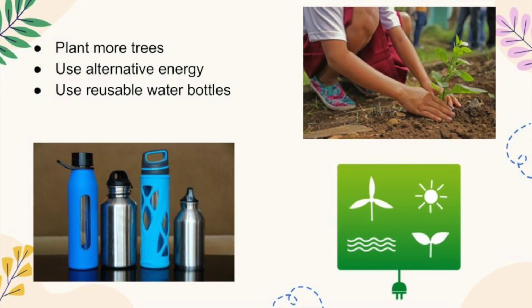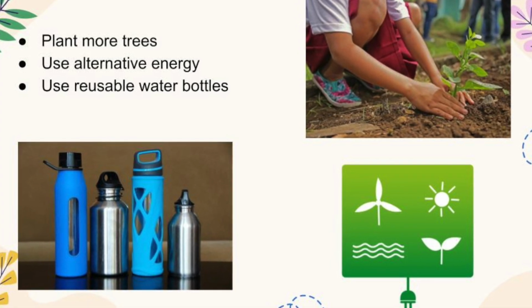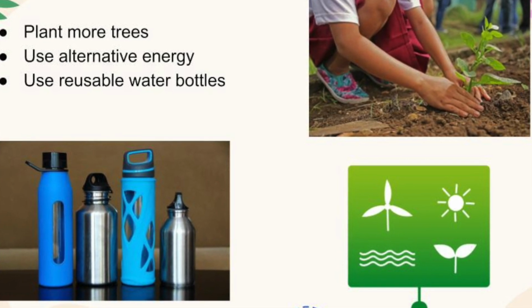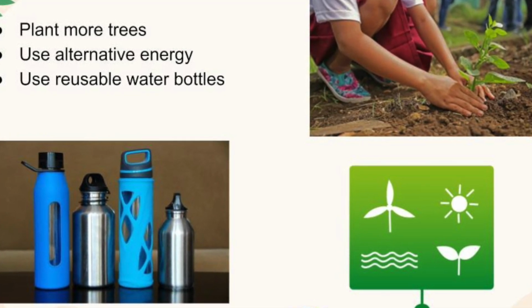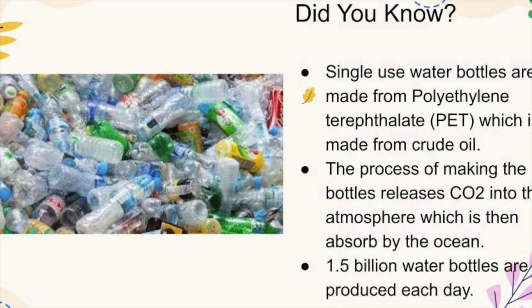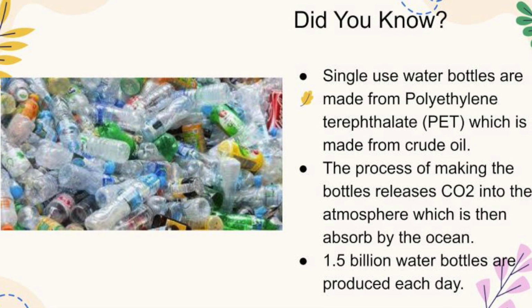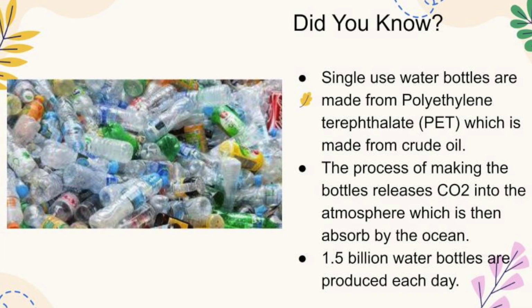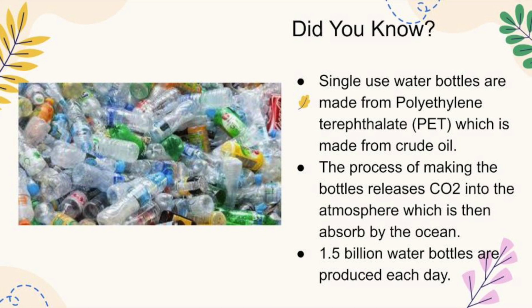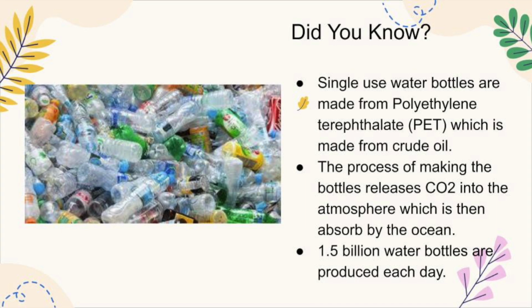What are some ways we can reduce our carbon footprint, you may ask? Let's plant more trees to absorb carbon dioxide, use alternative energy sources from the sun, wind, and waves, and use reusable water bottles. Did you know that single-use water bottles that you and I drink from are made from crude oil? The same crude oil that is used to fuel a car. The process of making these water bottles releases carbon dioxide into the air, which is then absorbed by our oceans. 1.5 billion water bottles are produced every single day.